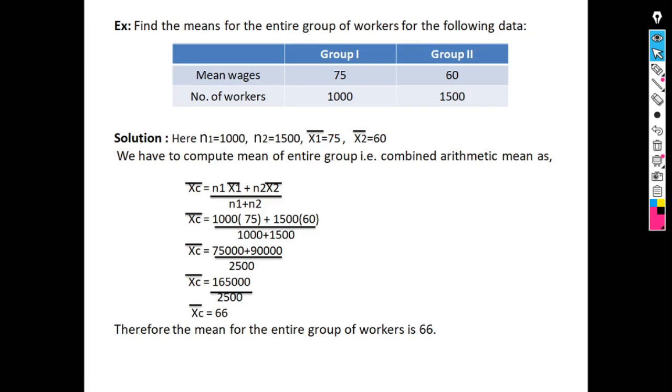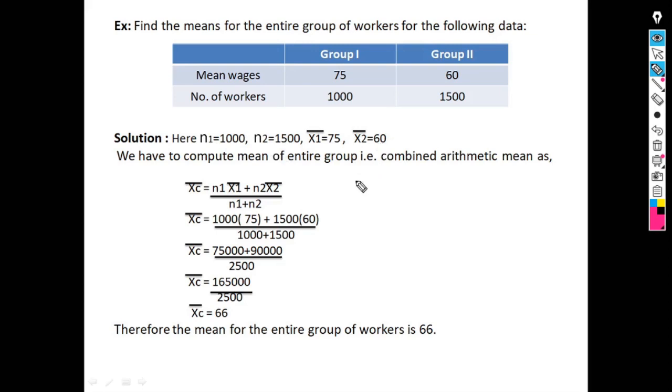So here n1 is equal to the number of observations from the first group, that is the number of workers from the first group, that is 1000. So n1 is equal to 1000. n2 is equal to the number of workers from the second group, which is equal to 1500. x1 bar means mean wage of the first group, which is 75. So x1 bar is 75. Similarly, x2 bar is 60.